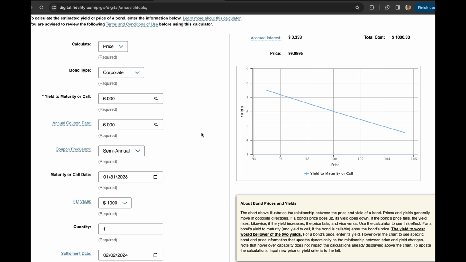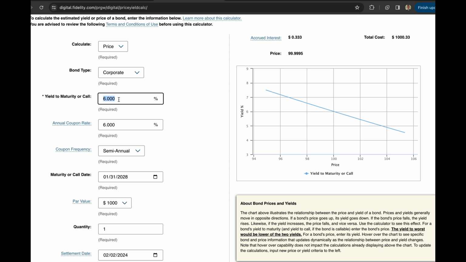Now this changes a little bit if we mess with either the coupon rate or the yield to maturity. In this case, we're going to leave the coupon rate the same and say that that is going to stay at 6%. What that means with a semi-annual coupon frequency is that every 6 months, this is going to pay out a 3% coupon or a 3% interest rate of that original par or face value. So in this case, it would be paying out $30 every 6 months. Now what changes, however, is this yield to maturity or call. That is going to go up or down based on the actual price of the bond.